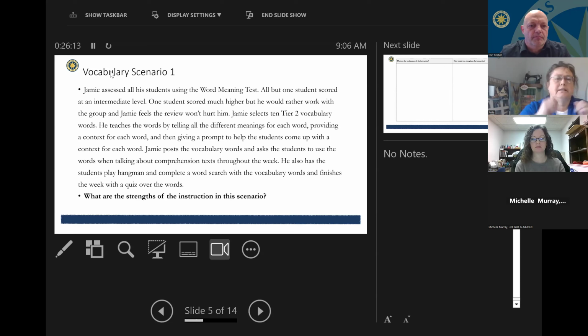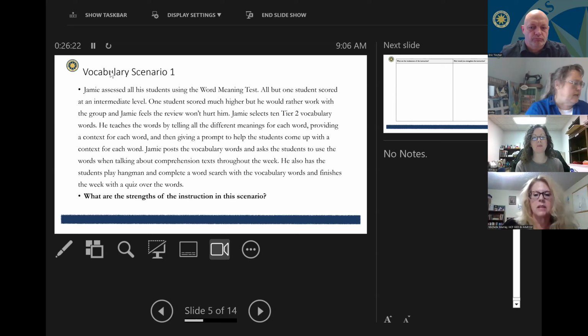So let's look at this first scenario, but I don't think you have this in your handout, do you? You don't have a vocabulary scenario in your handout. Yeah, we do. It's the second page. There it is. Page 2. Okay.